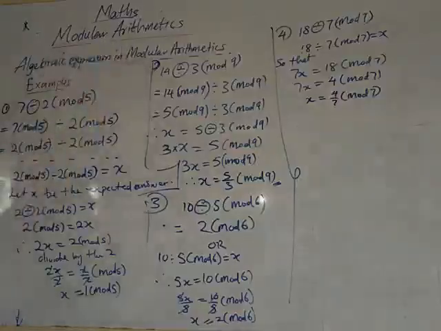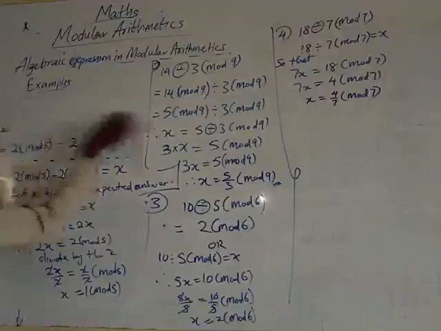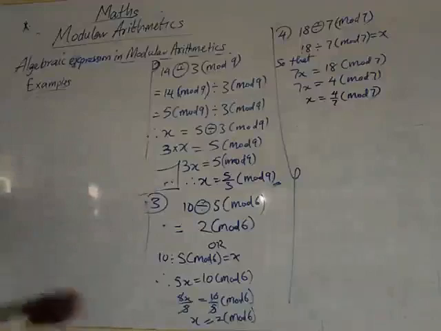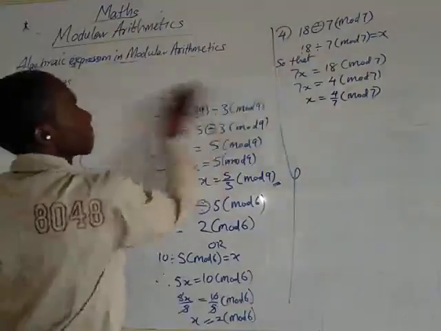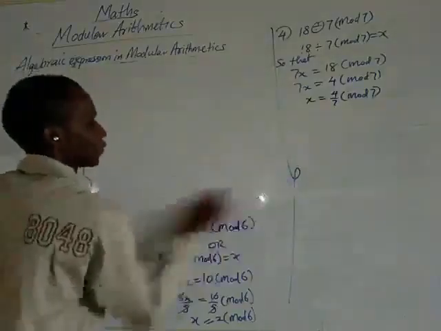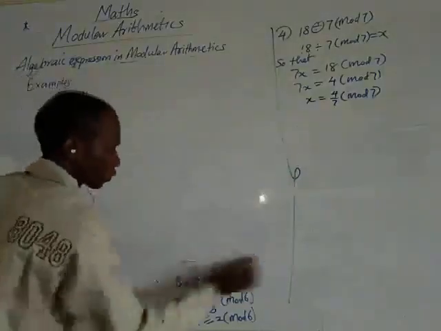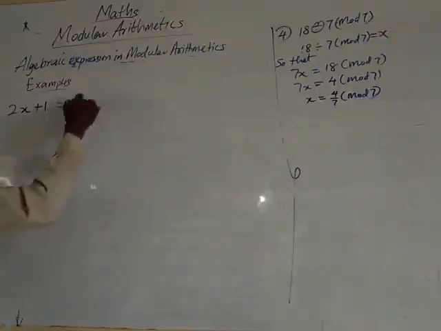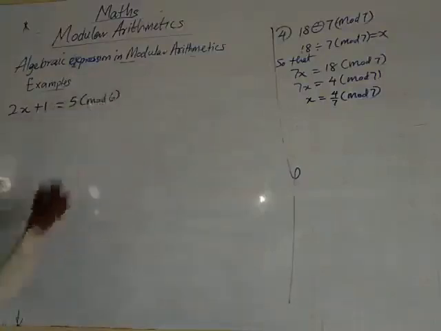Algebraic expression in modular arithmetic. What do I mean by that? If I have something like 2x plus 1 being equal to, let me take something like 5 mod 6. Let me take this as my example 1.